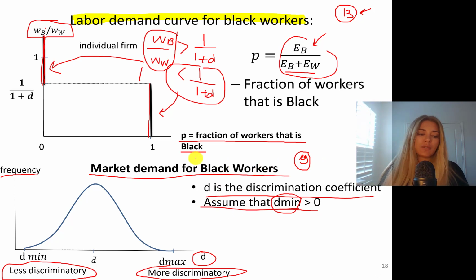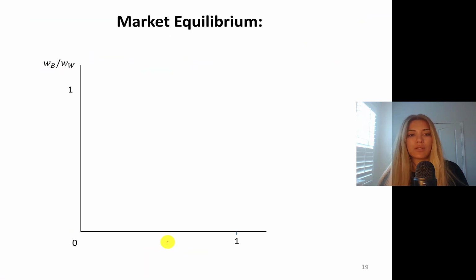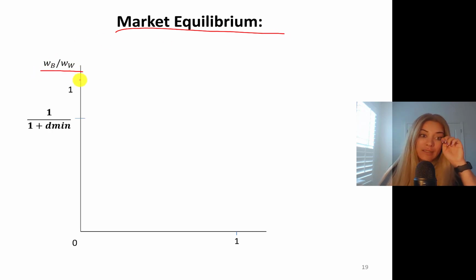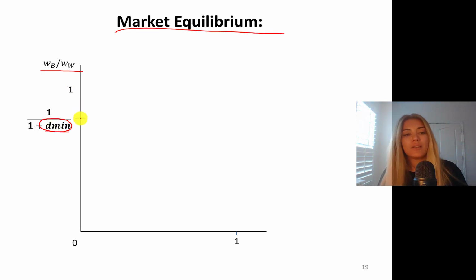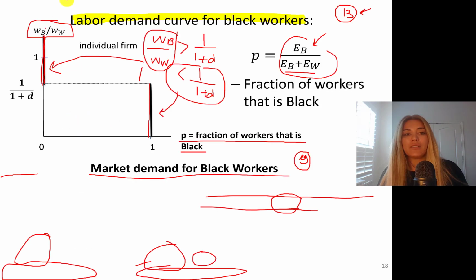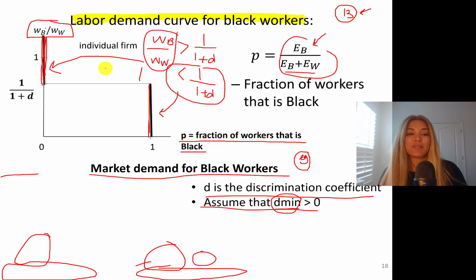Okay. So going back to the black and white context, D min is less discriminatory, a smaller discrimination coefficient, and D max is more discriminatory. So this is exactly like compensating differentials, the black white wage rate ratio, right? So this is 1 over 1 plus D min. Why? Because when you divide by a smaller number, it's going to be a larger level. And going back here, we are hiring all white workers. If the wage ratio is below that threshold, I'm going to start hiring black workers. This was the individual firm.